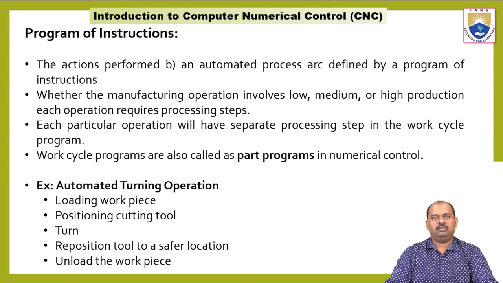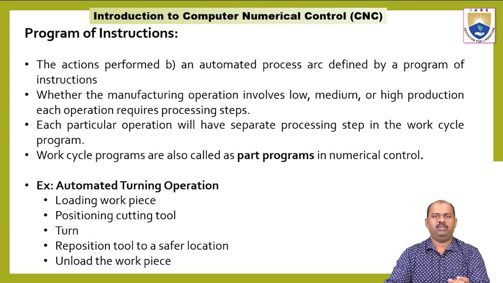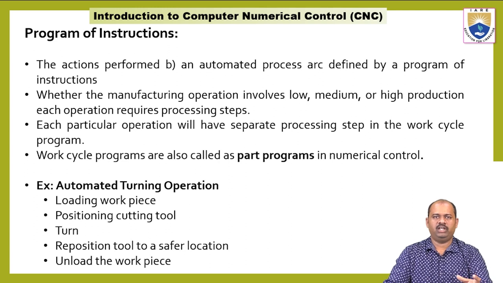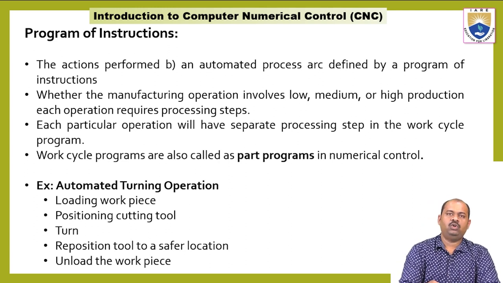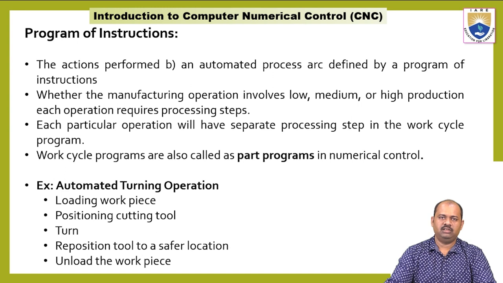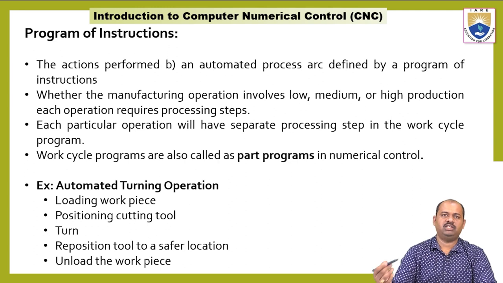And then this is the second component of computer numerical control. What is the first component? First component is the power to enable the machines to work. And the second one is, we need a program of instructions which can make the manufacturing process system work in a required manner. So the action performed by an automated process is defined by a program of instructions. Okay, we need a set of programs for making the manufacturing system work.